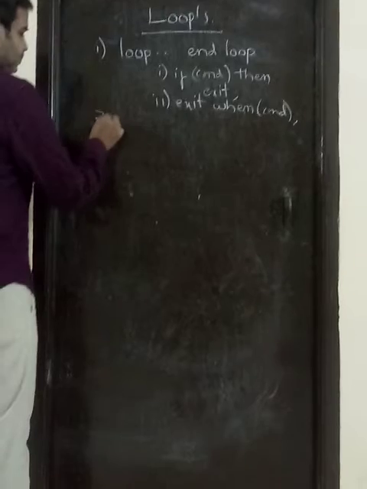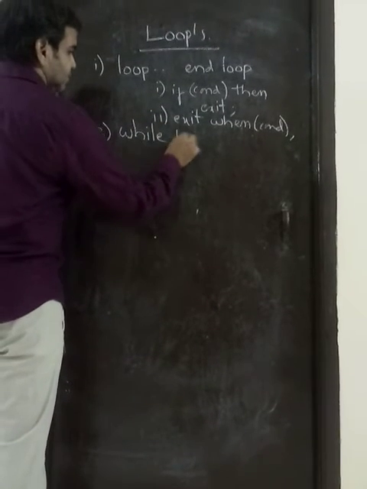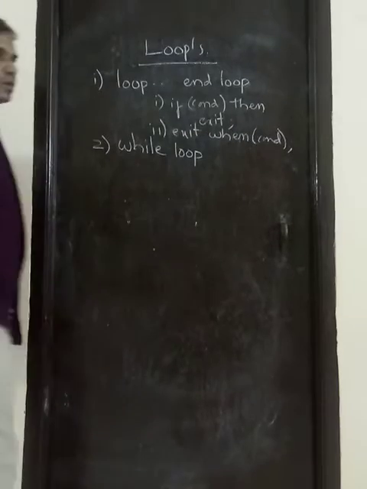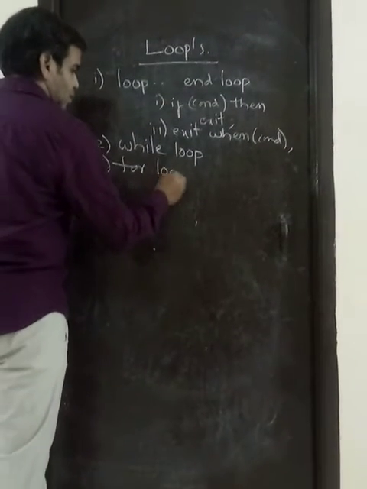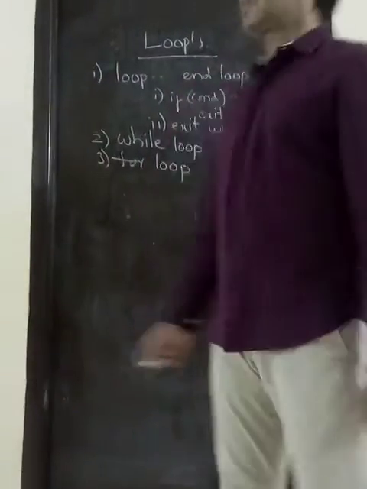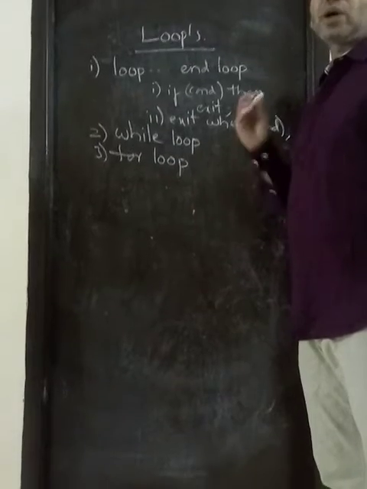Second one is the while loop, similar to C language. Third one is the for loop. So these are the three unique loops in PL/SQL. First of all, we will see loop and end loop, its syntax, and one program also we will discuss.